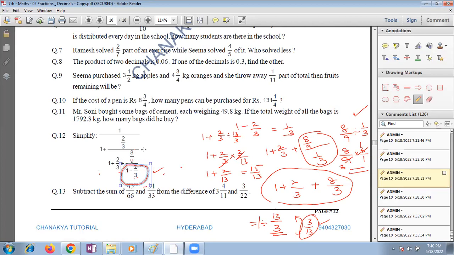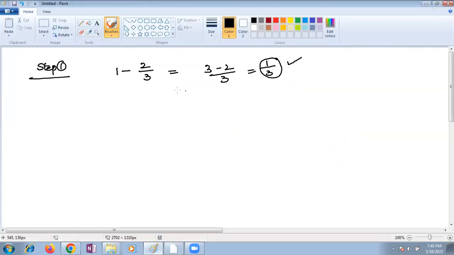Now I am doing the second step, this part: 1 plus 2 by 3. And this 8 by 9 is there, divided by what I got in the division.